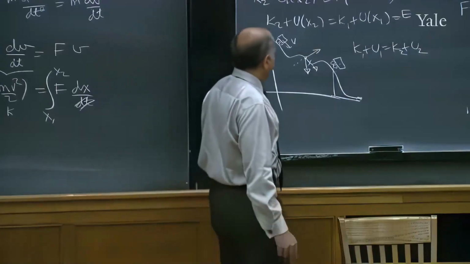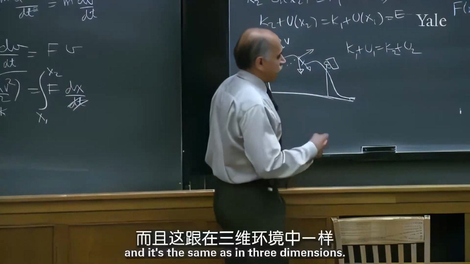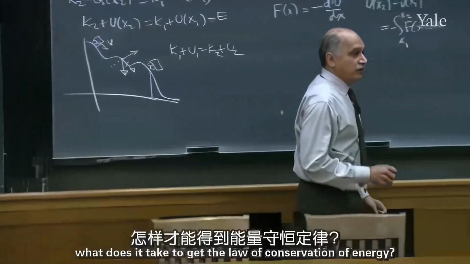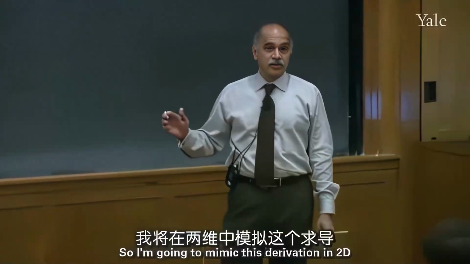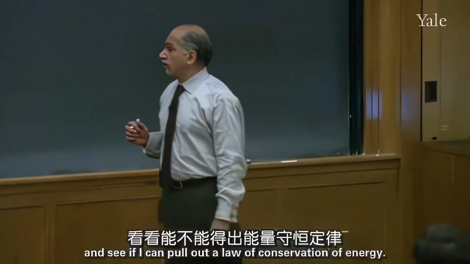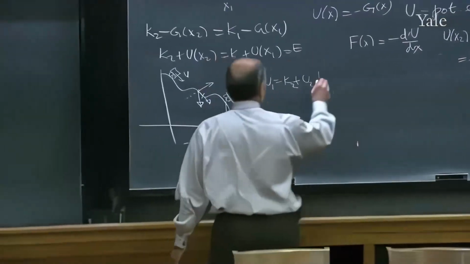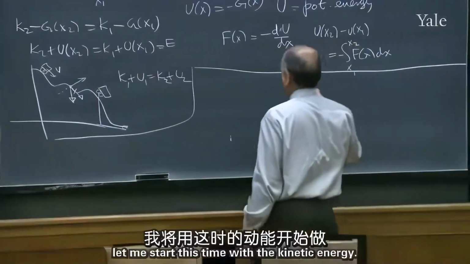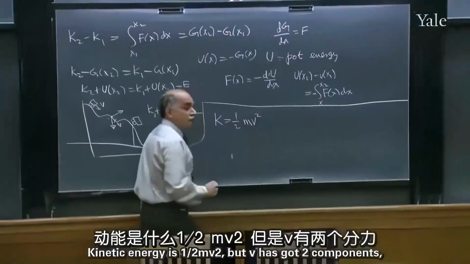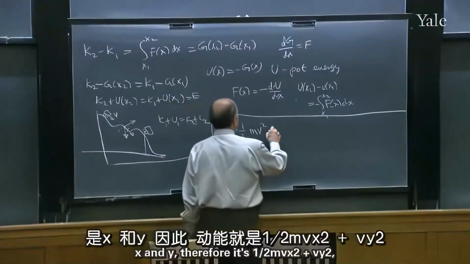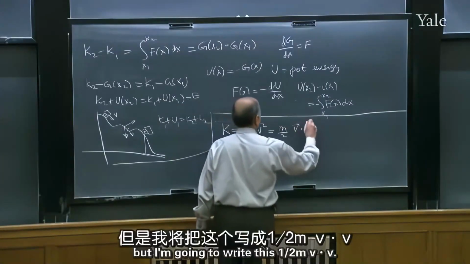Now the next question I have is, if I go to 2 dimensions, and it's the same in 3 dimensions, I'm just going to go to 2 dimensions, what does it take to get the law of conservation of energy? So I'm going to mimic this derivation in 2D and see if I can pull out a law of conservation of energy. So here's what I will do. In 2 dimensions, let me start this time with the kinetic energy. Kinetic energy is 1/2 mv squared, but v has got 2 components, x and y. Therefore, it's 1/2 m (vx squared plus vy squared), but I'm going to write it as 1/2 m v dot v.